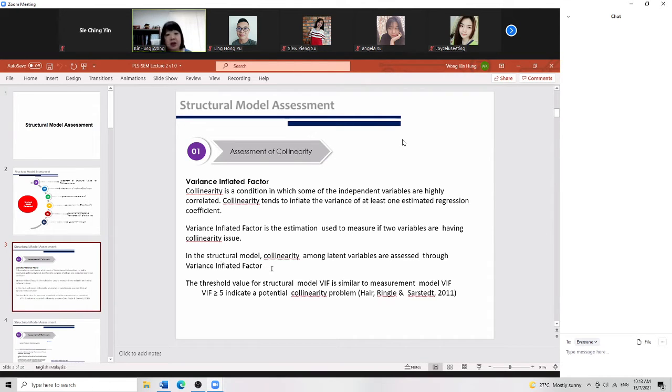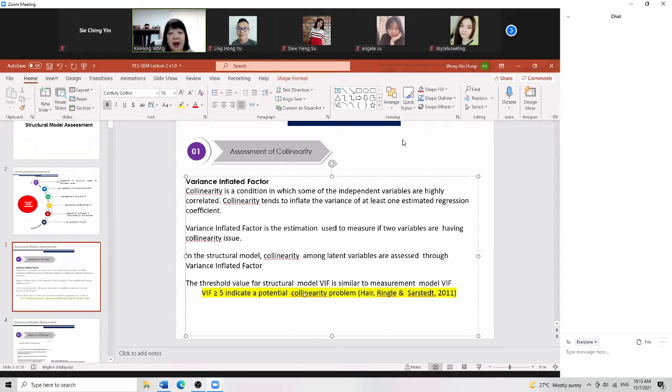Okay, so in the structural model, collinearity among the latent variables is assessed through the variance inflation factor, VIF. The threshold for the structural model VIF is similar to the measurement model VIF. So greater than 5 indicates a potential collinearity problem. This is the one that you must take note of. When you generate these VIF values, it cannot be more than 5. If it is more than 5, it indicates a potential collinearity problem.